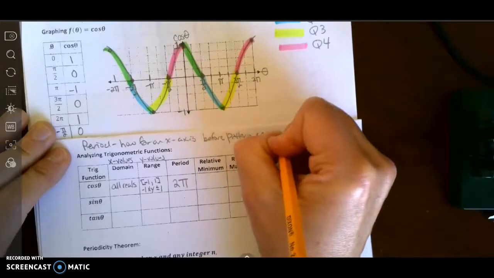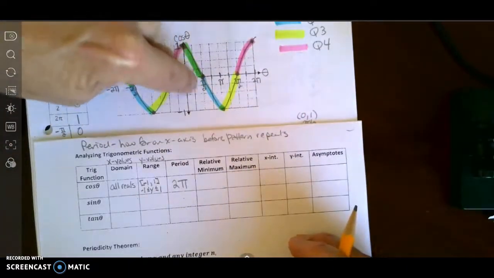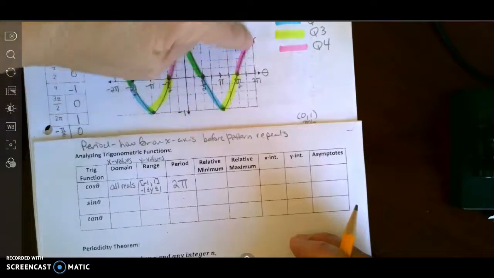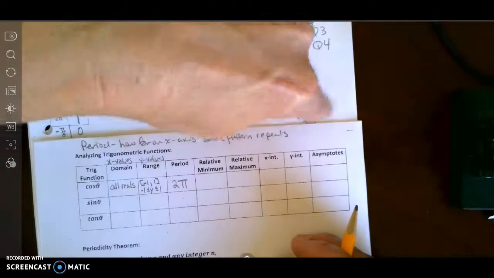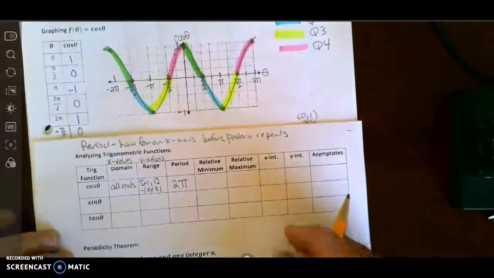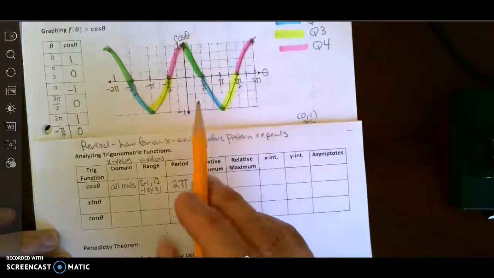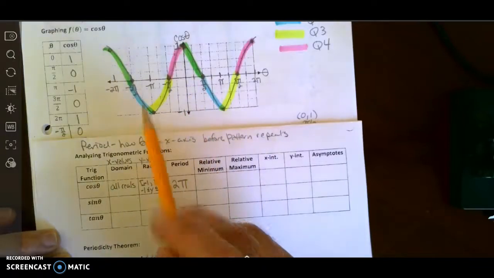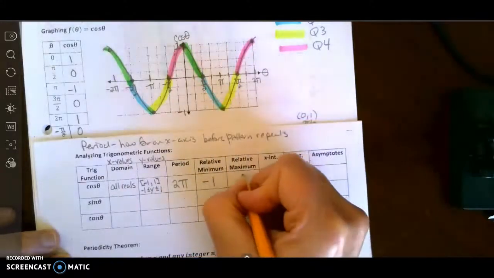So if you look, starting here at 0, I do a big giant U, and then when I hit 2 pi, it would now repeat and do that U again. The relative minimum, the minimum value here is -1. The relative maximum is +1.